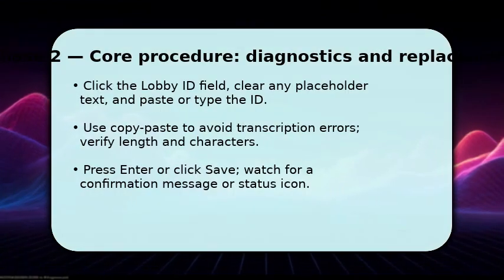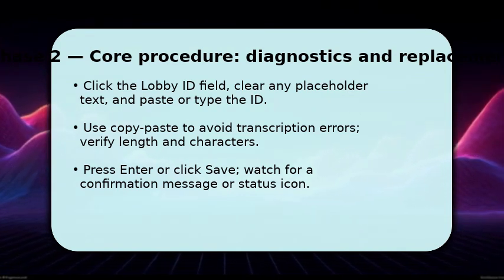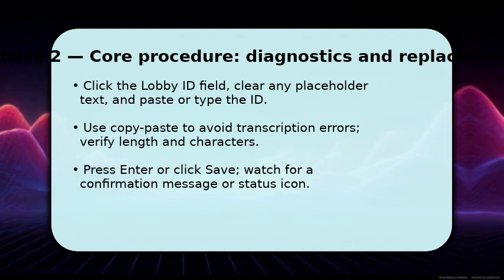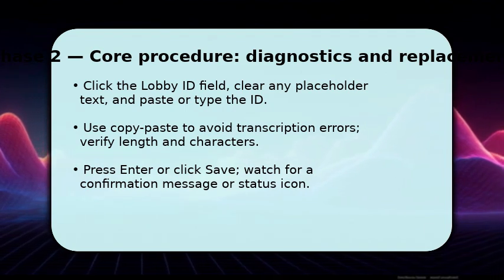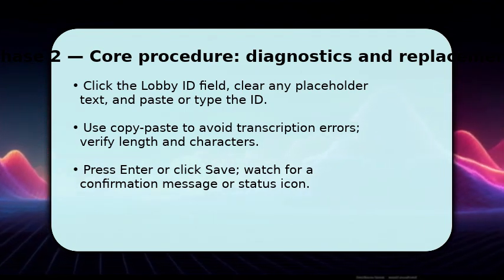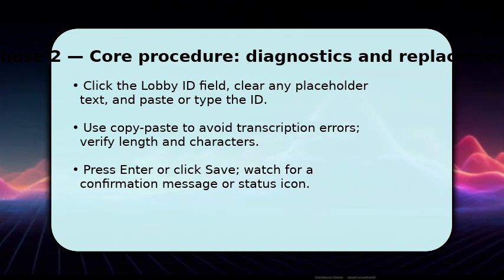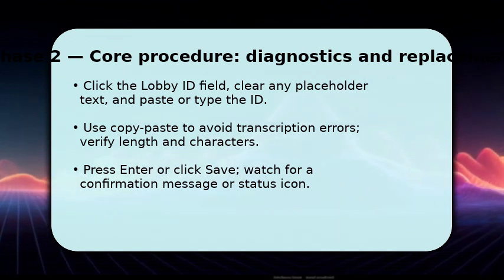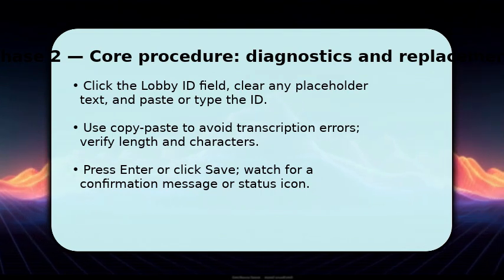Now, click the lobby ID box and clear any placeholder text, then paste or carefully type the ID you were given. You should copy-paste when possible to prevent mistyped numbers or misplaced dashes. Once entered, visually verify the length and allowed characters. After that, press Enter or click Save to apply changes. Make sure you see a confirmation or status icon indicating success. If the UI shows a loading spinner, wait until it completes before continuing to other settings.